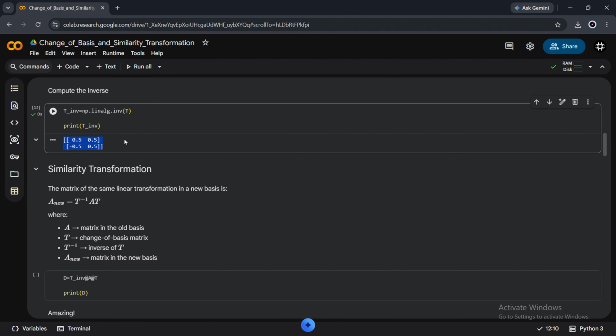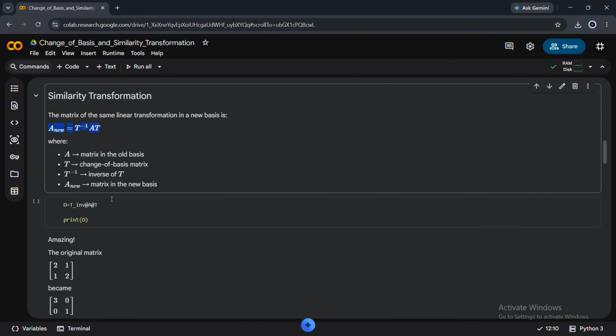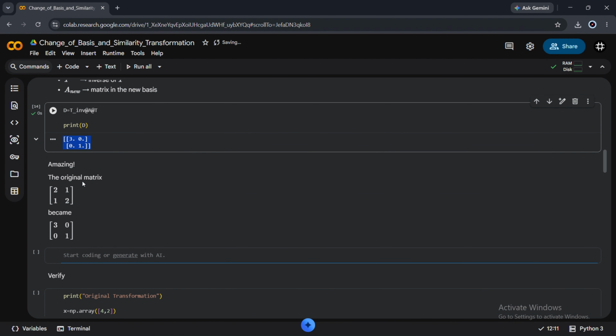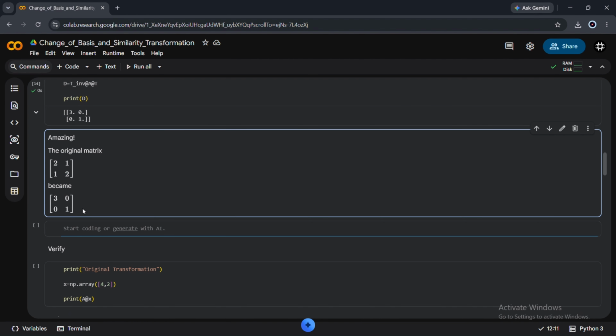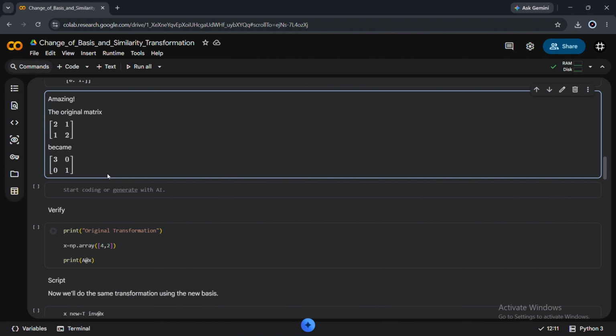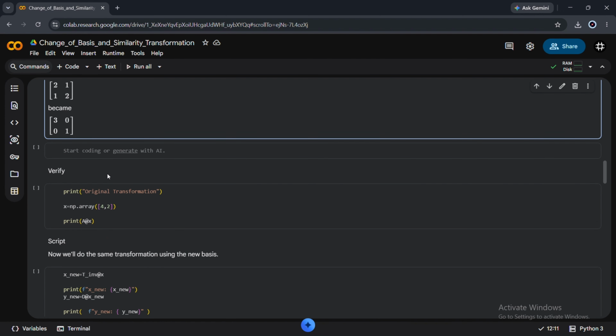Now compute the inverse. Now here comes the most important step in this section, and this gives us the matrix of the same transformation in the new basis. Amazing, right? Look at the original matrix and how it becomes the new matrix like this one. And we didn't change the transformation. We only changed the basis.